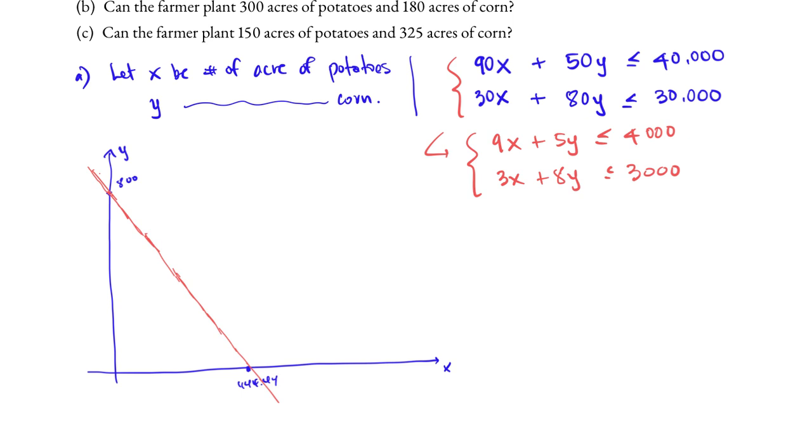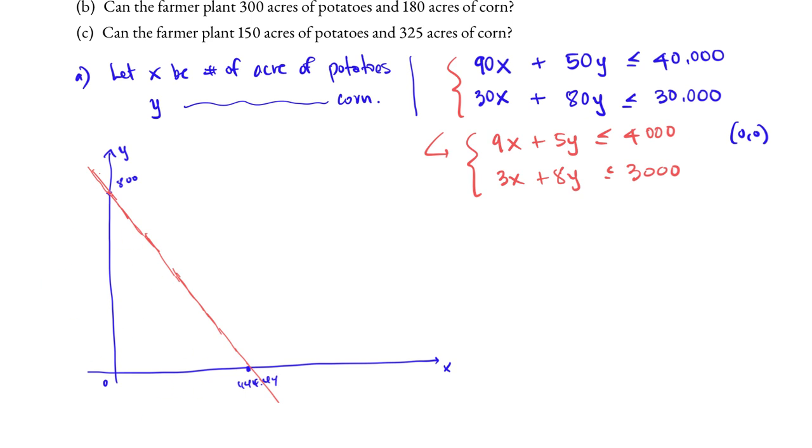To determine the shaded region, we pick any point that is not on the line. A convenient point to test is the origin (0, 0). If we plug (0, 0) into the first inequality, we see that 0 plus 0 is less than 4,000, and so we will shade everything on the left-hand side or below the line, because the origin is on the left part of the line.